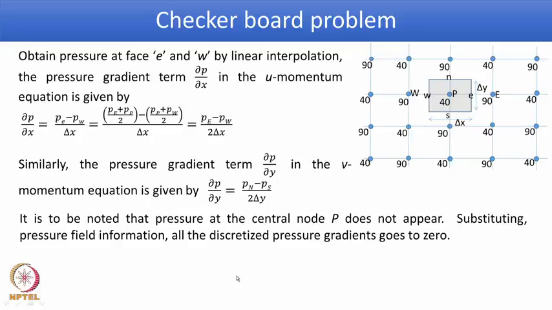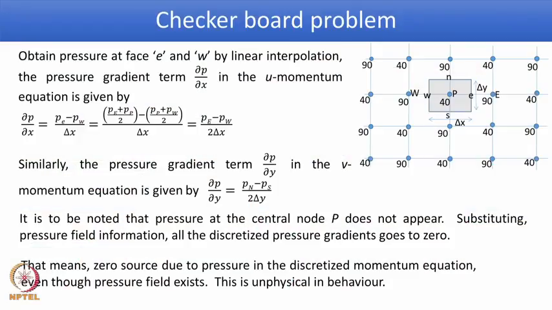Now, if you substitute the pressure gradient term in the discretized Navier-Stokes equation, then the pressure gradient term will go to 0, which otherwise means there is no source term appearing in the discretized Navier-Stokes equation, which is unphysical. So, that means there is zero source due to pressure in the discretized momentum equation, even though there is a pressure field appearing as shown in this figure, and this is quite unphysical. This is a problem with the collocated arrangement.